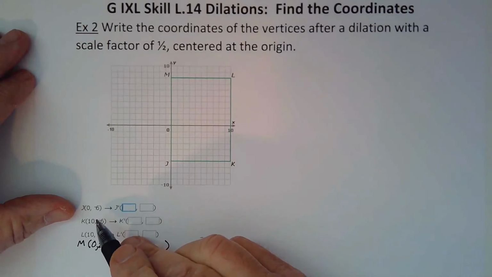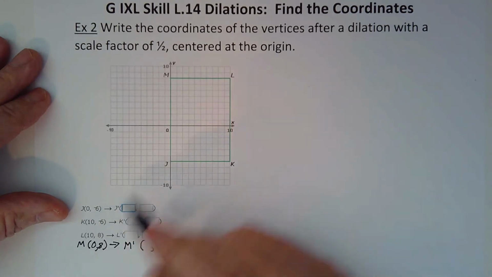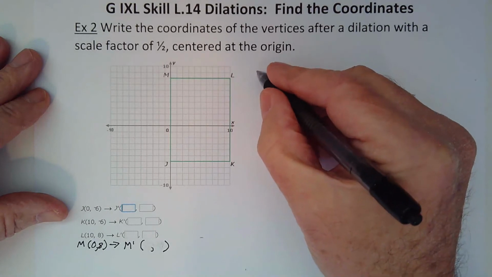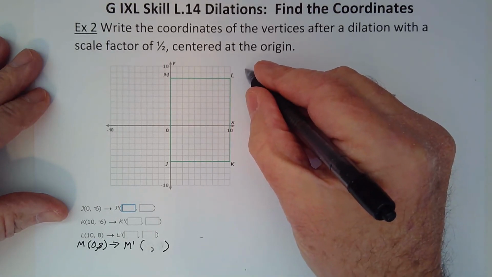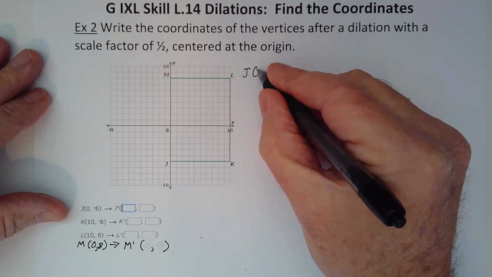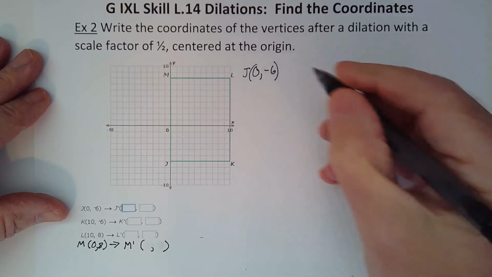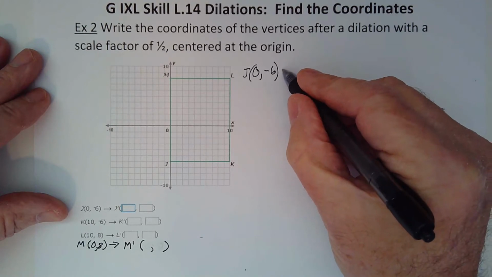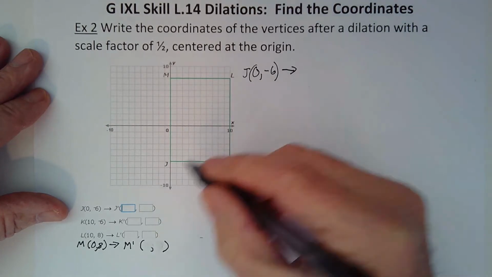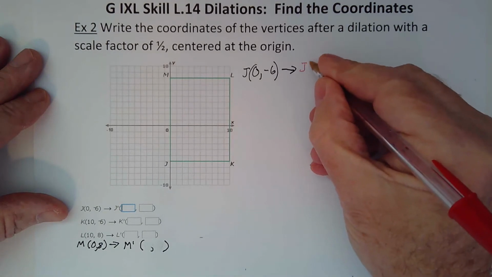So I've got J here, point J. Point J is down here. And you'll notice it's at x is 0, y is at negative 6. Now, a scale factor of 1/2, it's going to do this. So let me write my J up here. It's at 0, comma, negative 6. All right? And then that maps, we use this arrow to show maps over to J prime. J prime, I'll just make it in red.